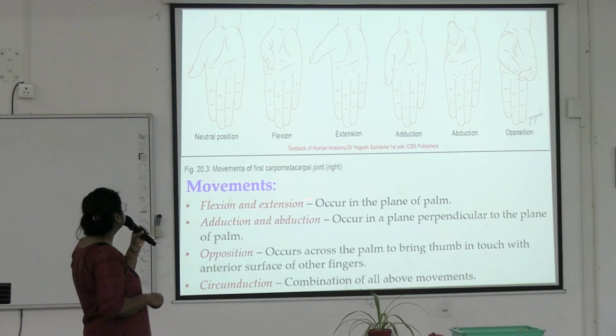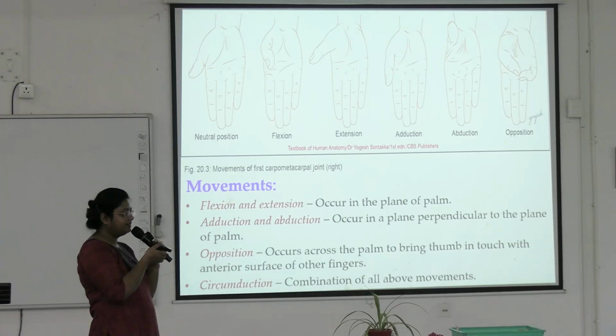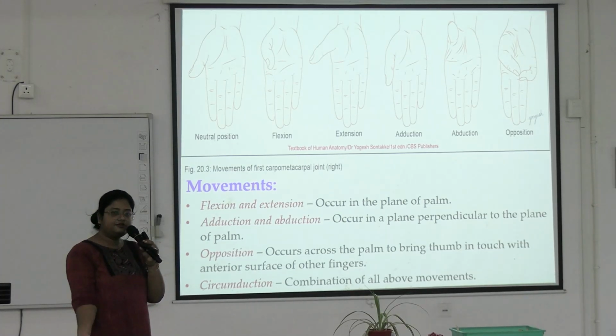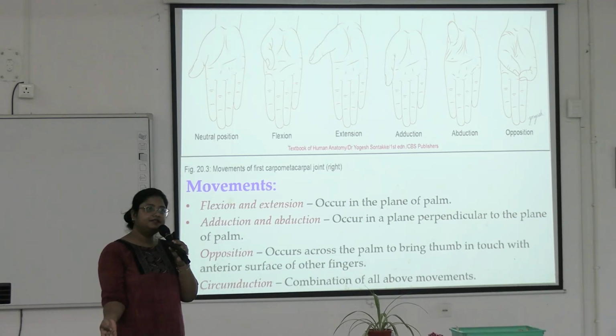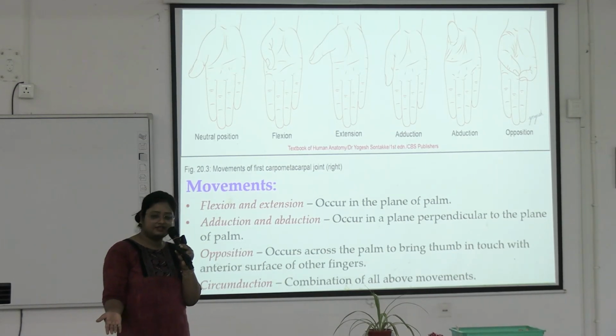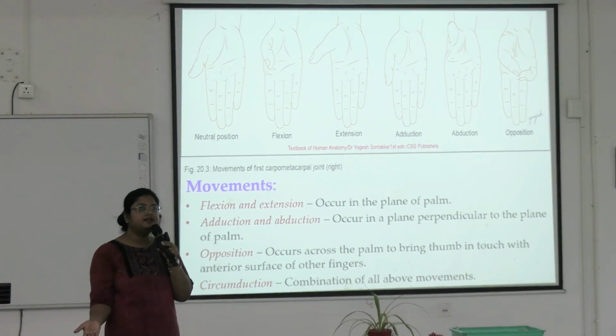First is flexion and extension occurs in the plane of the palm. See here. So this is normal anatomical position. This is flexion of the thumb, and this is extension of the thumb. You will be asked in your Viva table to show the movements. Okay, so you practice the movements. This is flexion and extension occurring in the plane of the palm.